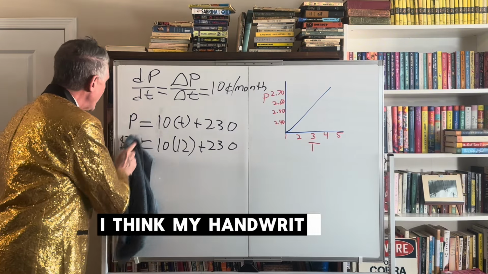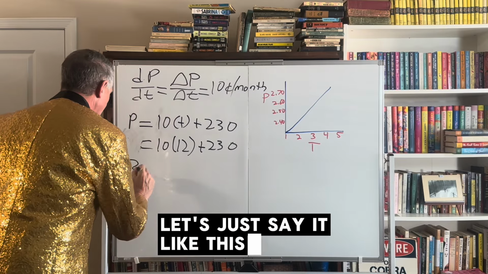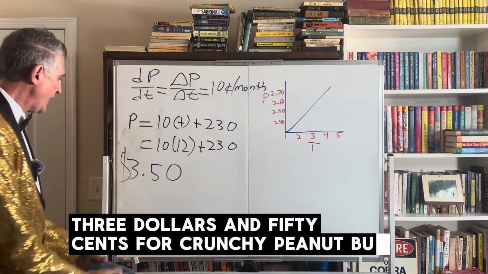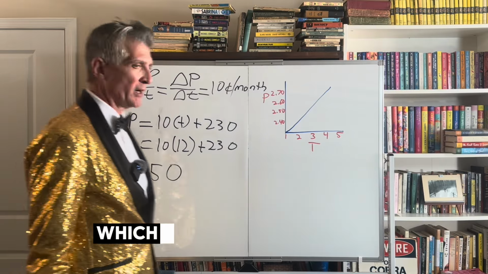Can you read that? My God, I think my handwriting gets worse with each episode. So you know what? Let's just say it like this: $3.50 for crunchy peanut butter of Matt Mathersum's favorite peanut butter maker, whichever that may be.